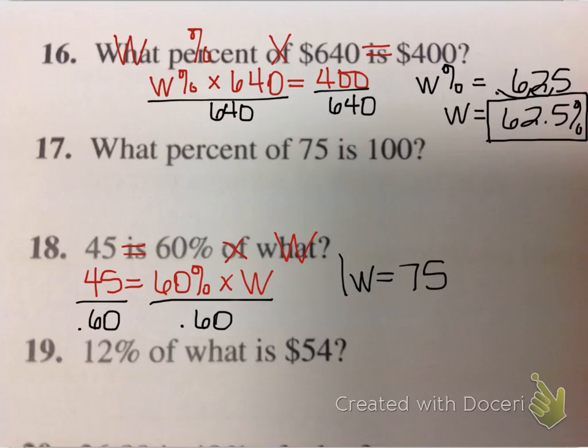Now, we don't have to put a percent symbol on this because 75 is not a percent. The 60 was the percent. You can always double check your work by taking 60% times 75 and making sure that you do get the 45, and you do. So you'll just have to translate, watch your is, watch your of, and then solve the equation.